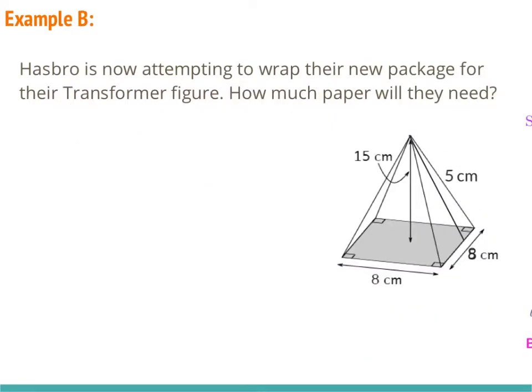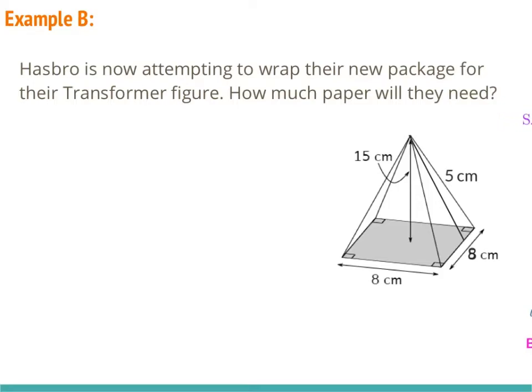Now let's take a look at example B. Here we are at example B, and it says Hasbro is now attempting to wrap their new package for their Transformer figure. How much paper will they need? So again, just like last time, we have a couple questions to ask ourselves. One, is this volume or surface area? And two, what kind of shape are we dealing with? Since we know we're going to be wrapping around the outside of this shape, we know that we're going to be talking about surface area.